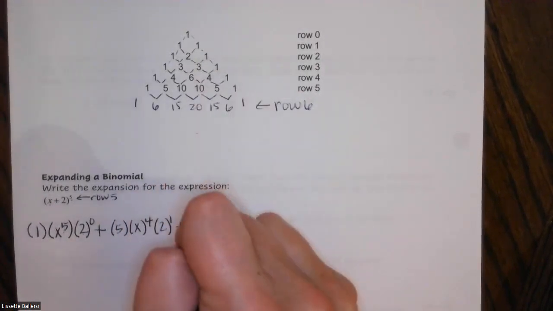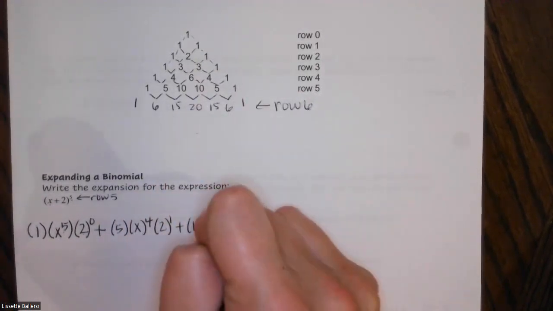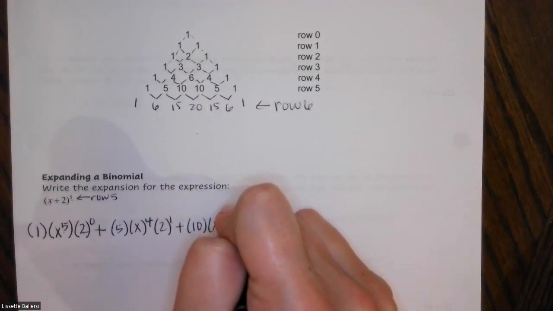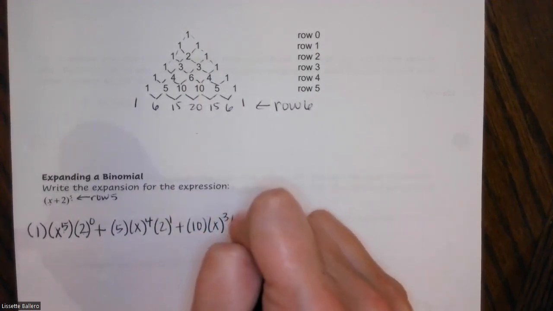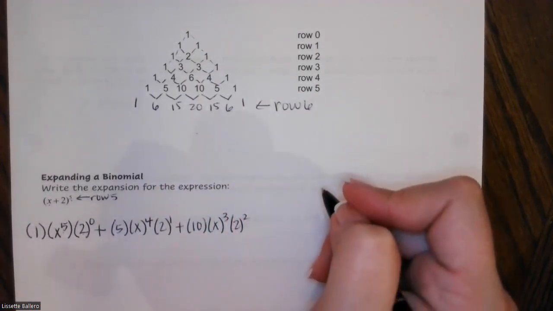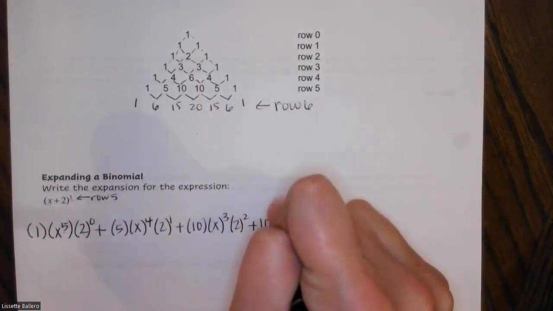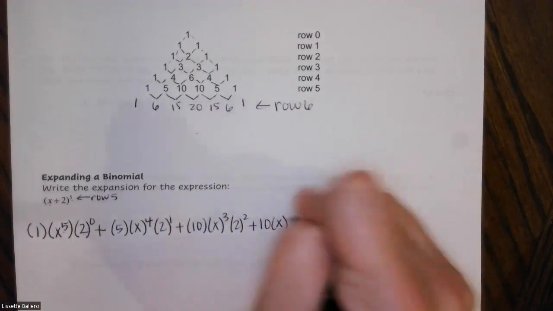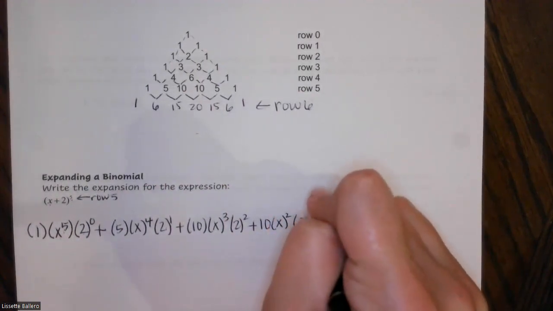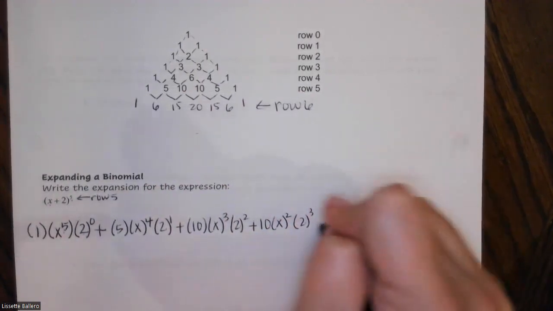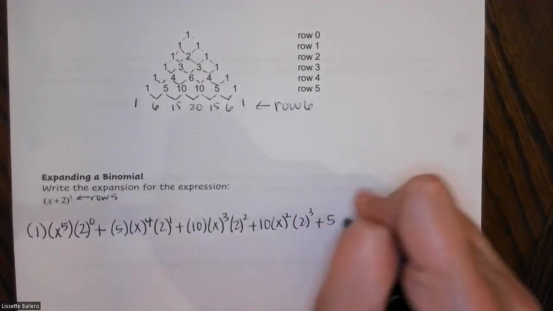We keep going. So our next coefficient is 10. And then we go x, 1 less, that's 3. And then we're going to go 2 and 1 up from that one. Our next coefficient is 10. And then we go x, 1 less, 2, 1 up. Our next coefficient is 5.